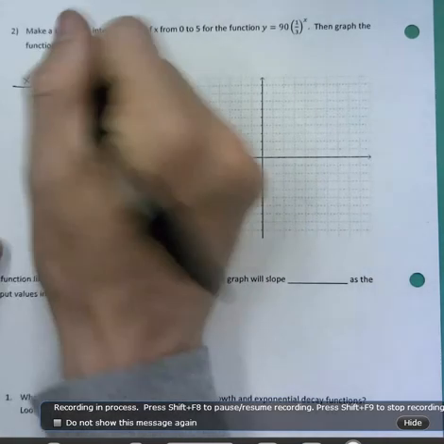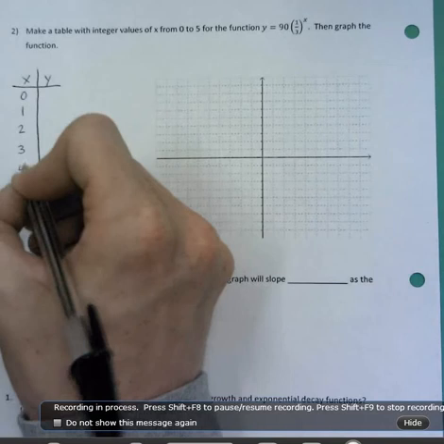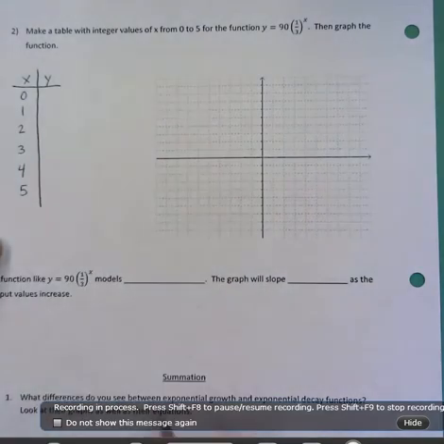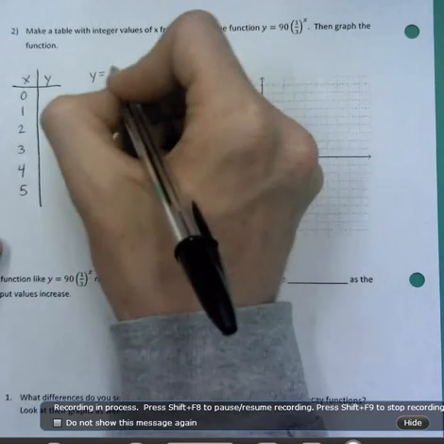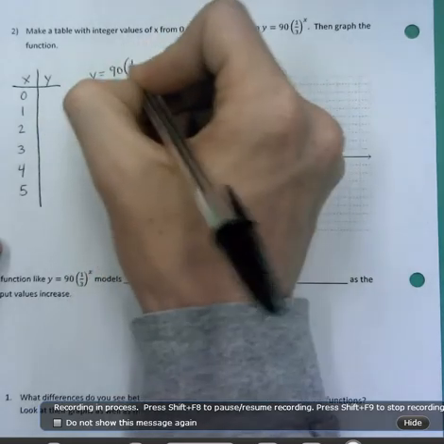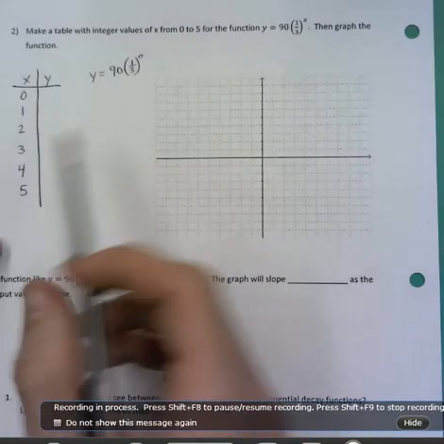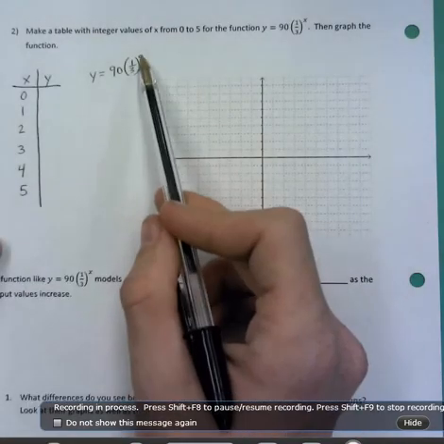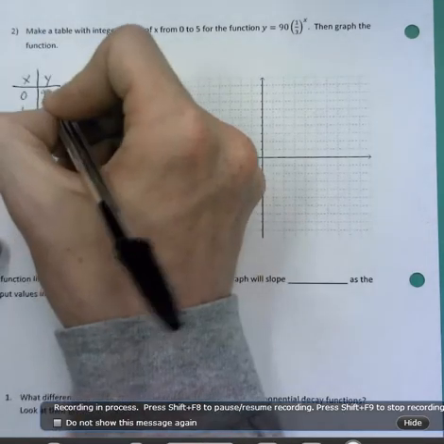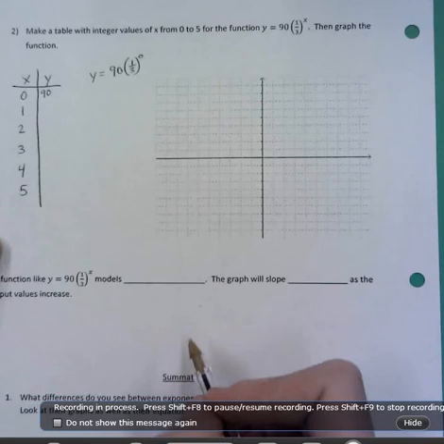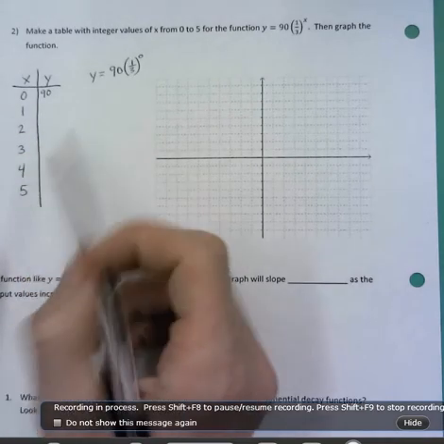Let's put some values in here. And let's start plugging in. y equals 90 times 1/3 to the 0 power, because I'm going to plug in 0 for x. Well, 1/3 to the 0 is just 1 times 90, and that's 90. Now take a second here. What do you think is going to happen when we plug in these larger values for x? What do you think is going to happen to our y values?